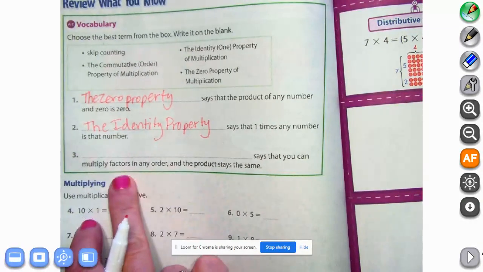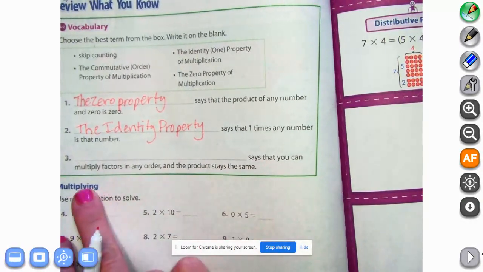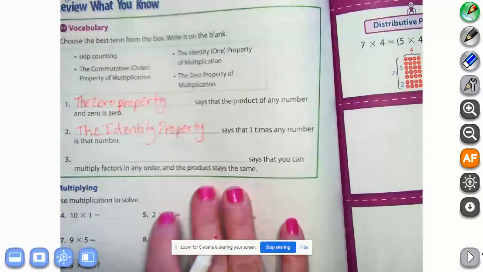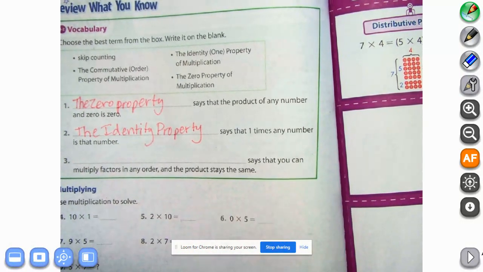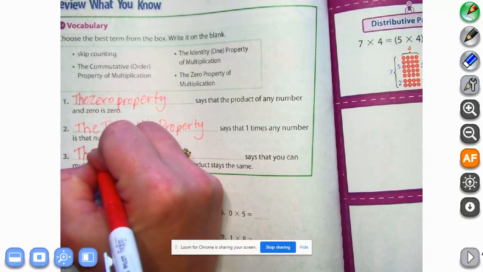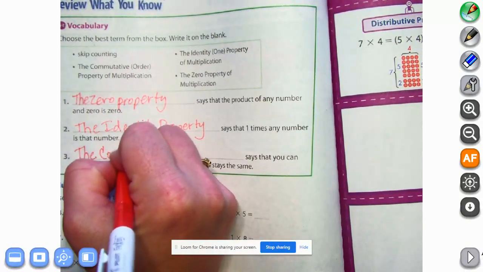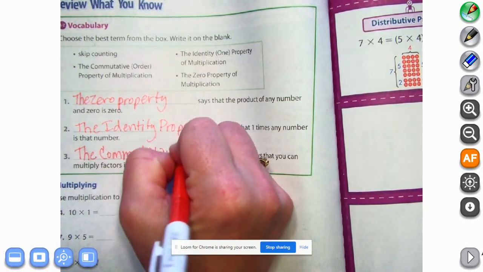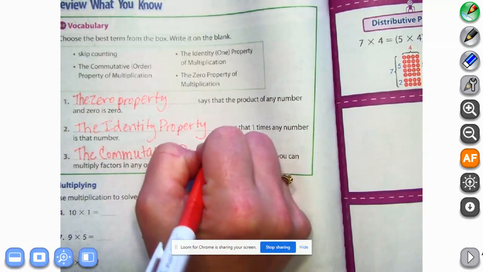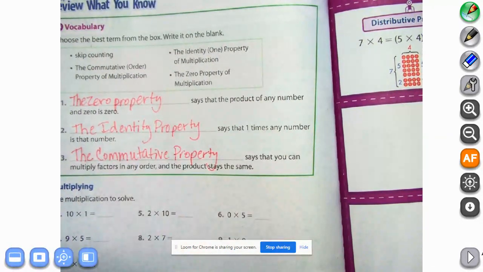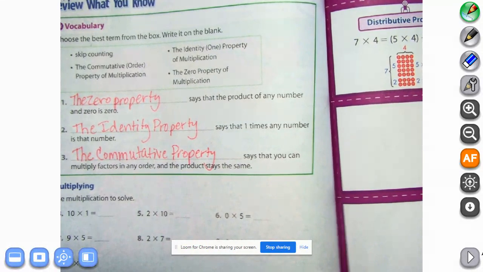And then number three says, blank says that you can multiply factors in any order, and the product stays the same. So 2 times 3 is 6, and 3 times 2 is 6. So we know that is the commutative property. Okay, so you can look up here for the spelling, or you can look in mine for the spelling. So go ahead and get those written down.